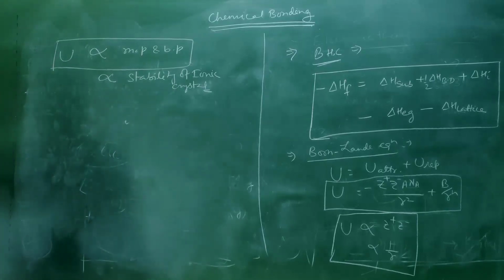So melting and boiling point is proportional to U. Stability of ionic crystal is proportional to U.